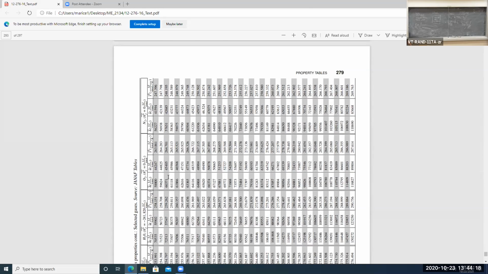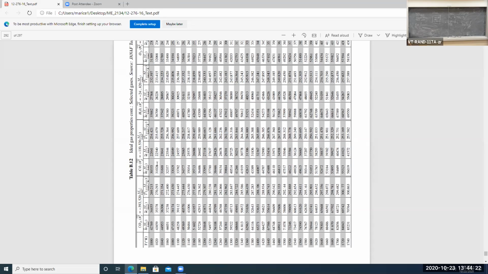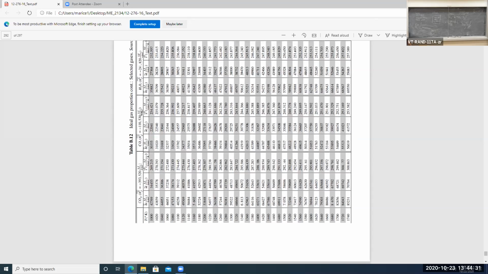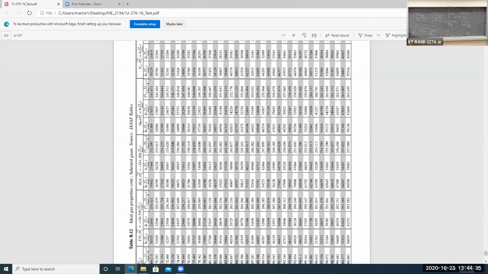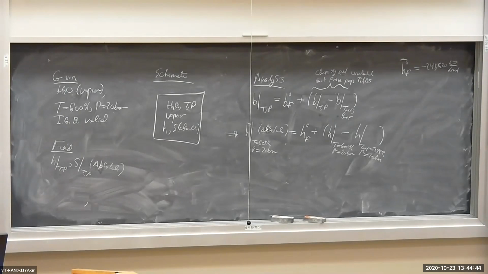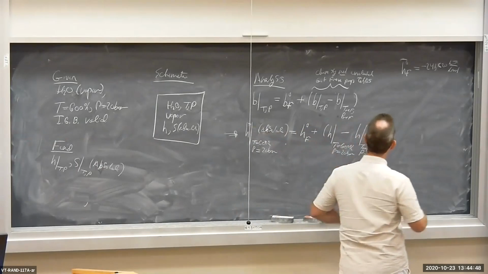Now, let's go here to the property tables, IGB property tables, for H2O. By the way, H naught sub F is listed here as well. It's listed in the header of all the IGB property tables. So you can also find the specific enthalpy here. I wrote H naught sub F up here. I also need to find H.